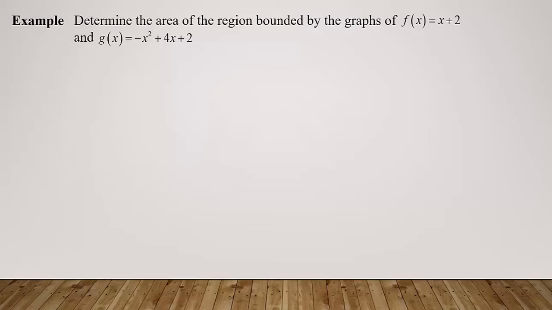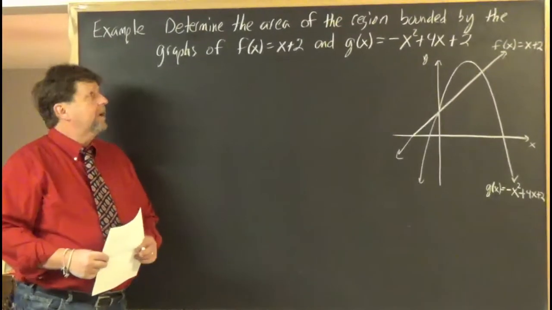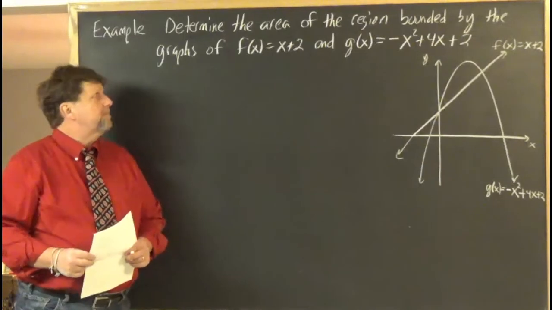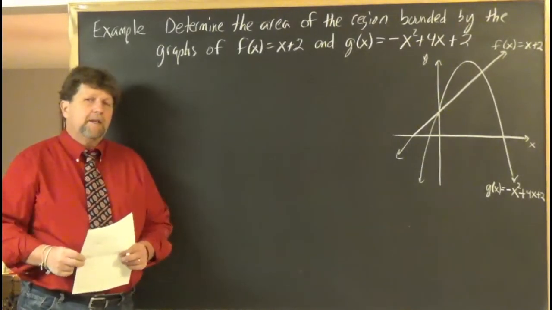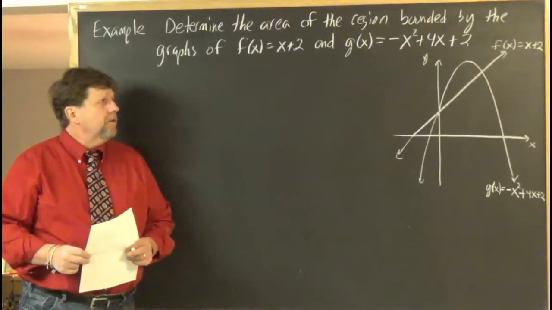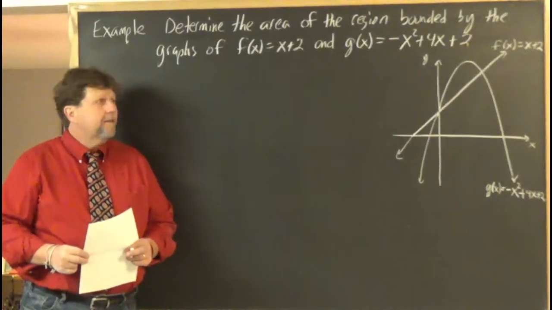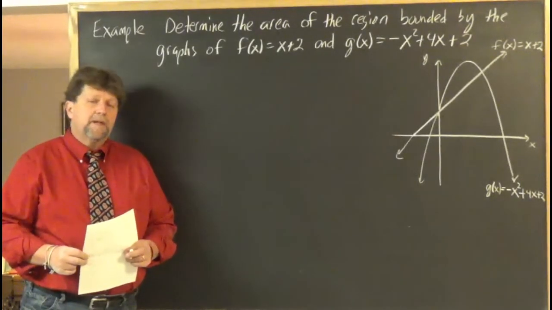So you should have been taking notes up to this point in time. You should definitely put this example in your notes, write it all down, because I'm going to head off to the chalkboard and I'm going to work through this example. All right, in this example, we're going to determine the area of the region that's bounded by the graphs of f of x equals x plus 2 and g of x equals negative x squared plus 4x plus 2.